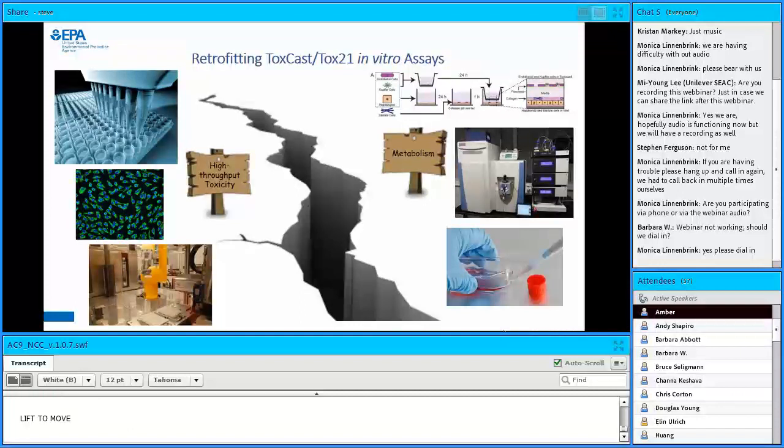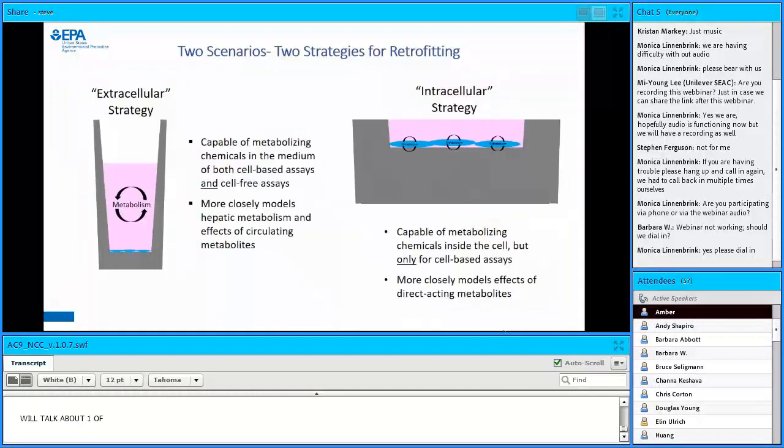side of this cliff. The other way we could try to solve this problem is to try to take the test systems we already use in high-throughput toxicity testing and try to just make them more metabolically competent. Since that seems like the more tractable approach, that's the approach we've taken. And we've got a couple of projects going on simultaneously. I'm only going to talk about one of them today, and it's an effort to retrofit our cell-based assays.